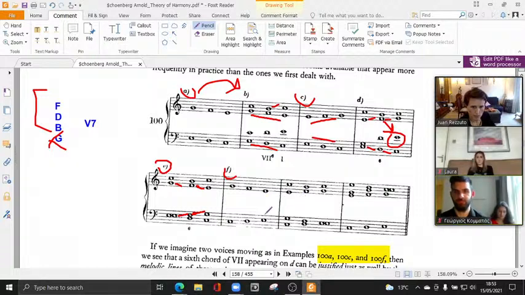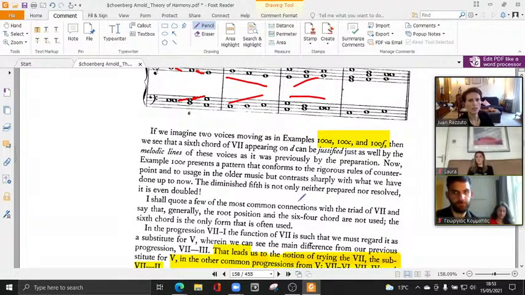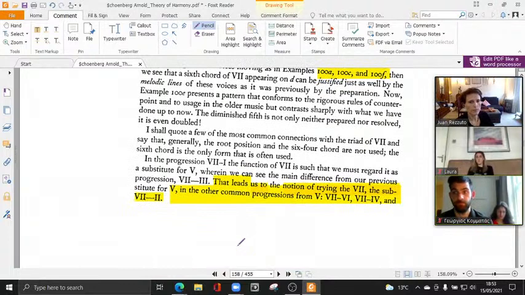Well, same thing here, yes, you have this contrary motion. G, F, E, E, F, G, D, F, first of all, is doubled, and second, it doesn't resolve. I mean, one resolves down, one resolves up, so there you go. So that is the freer usage.